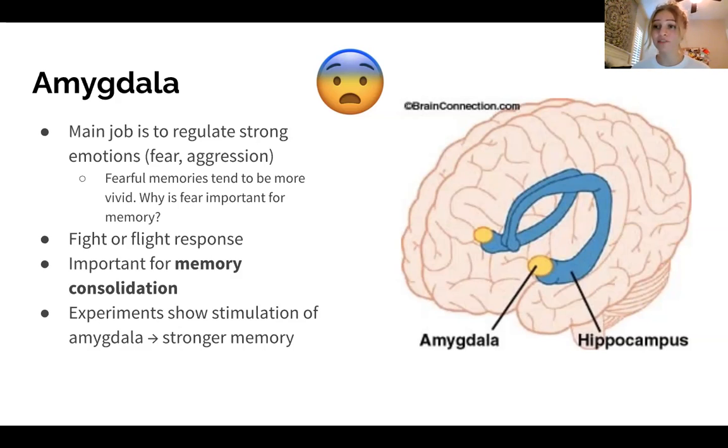In one experiment, for example, by Willie, Inman, and Mans, the researchers showed participants objects and only stimulated their brains with electrical stimulation on some of the objects. When the participants came back a couple days later, they better remembered the objects on which their amygdala was stimulated.